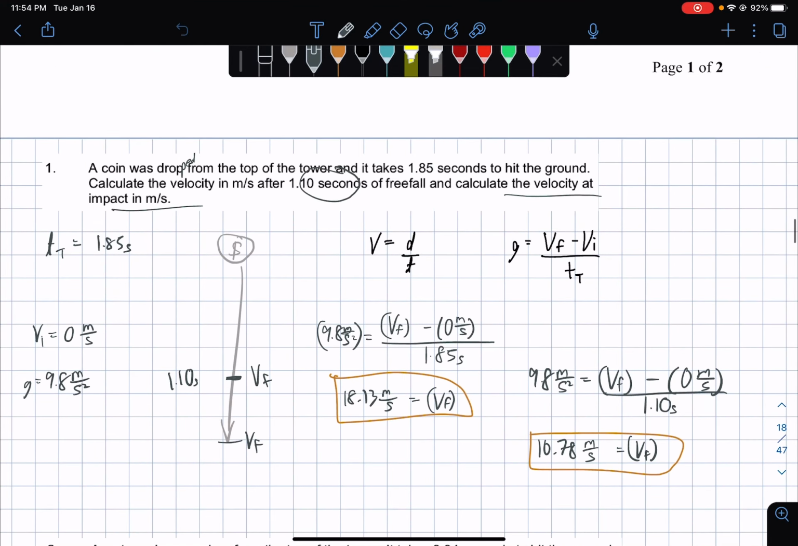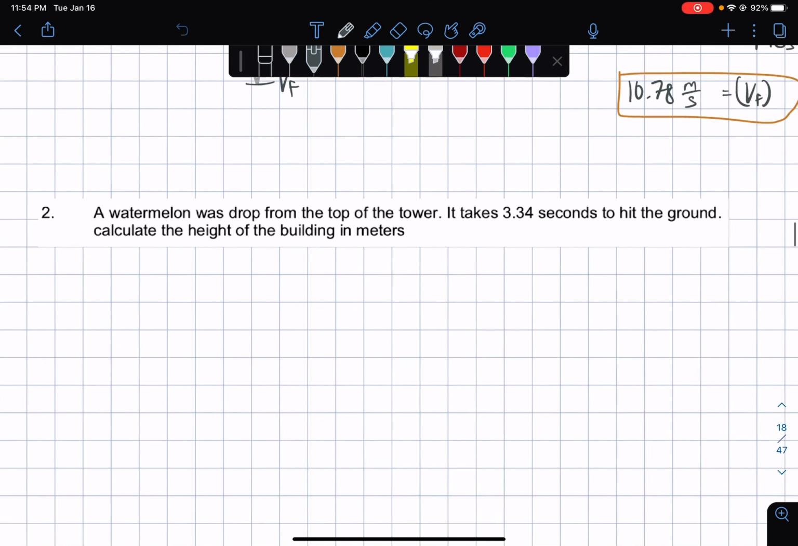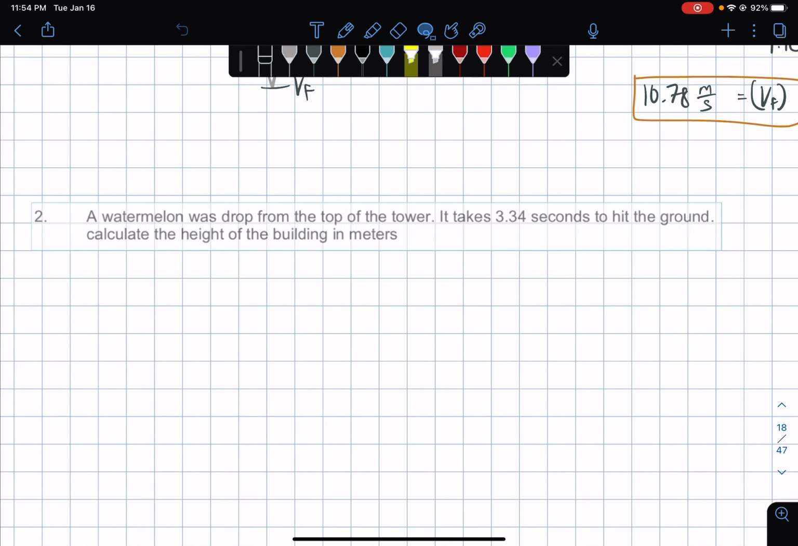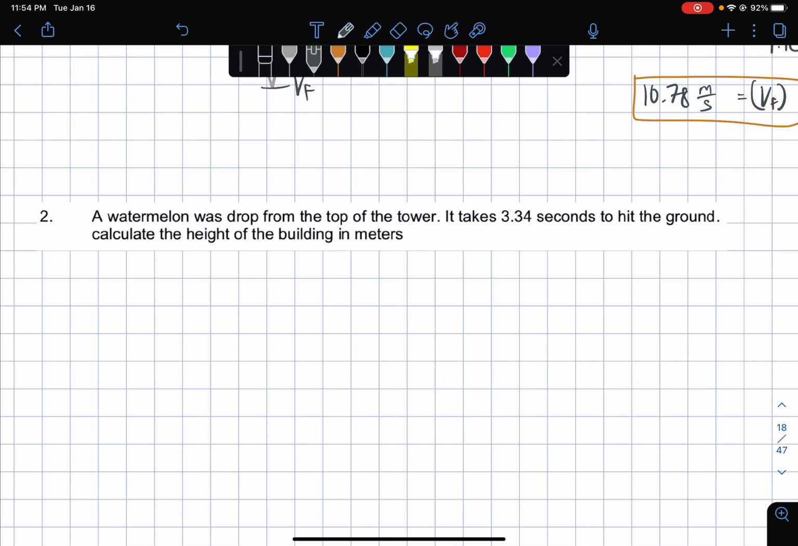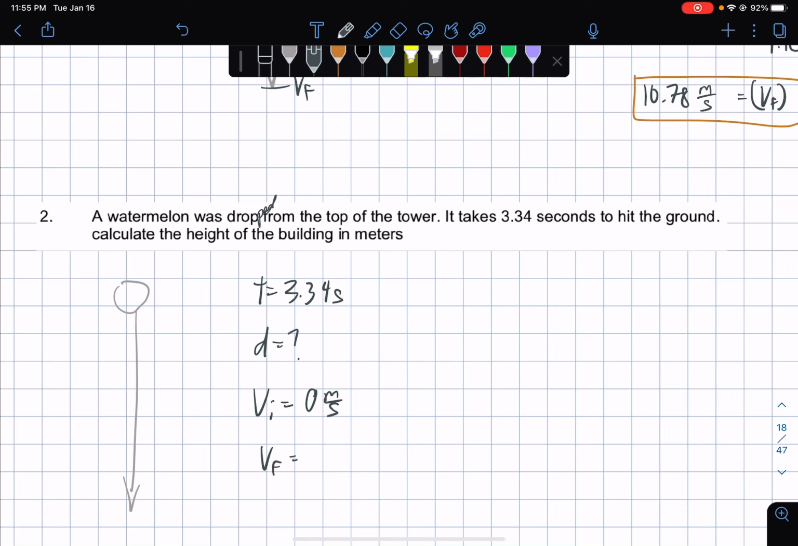Okay, we'll continue. Let's solve number 2. A watermelon was dropped from the top of the tower. So let's say this is the watermelon. It takes 3.34 seconds to reach the ground. So this is the total time. We have to calculate the height of the building in meters. So distance is missing. Well, the VI, or initial velocity, is 0 meters per second. VF, we don't know that.